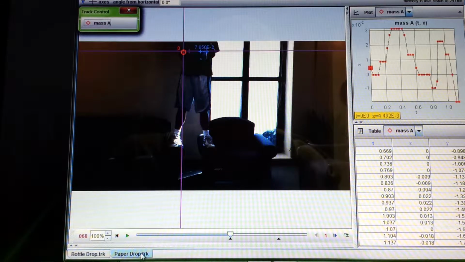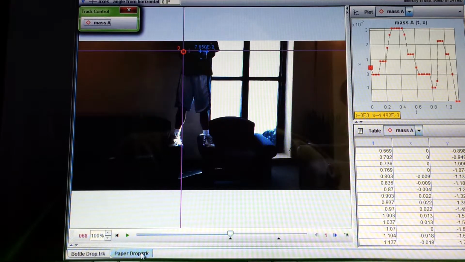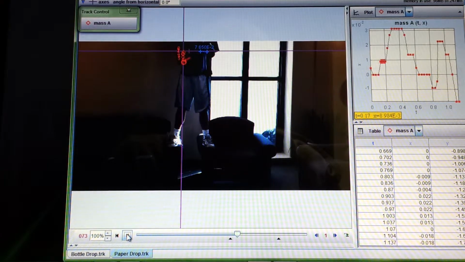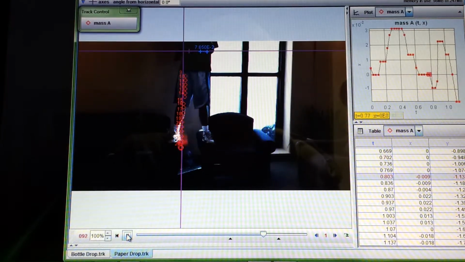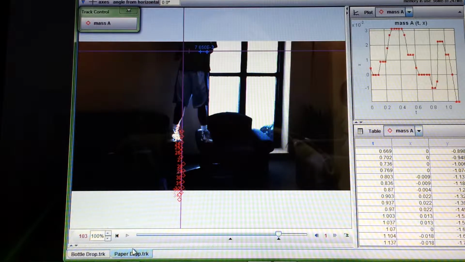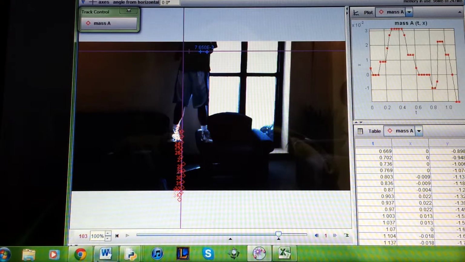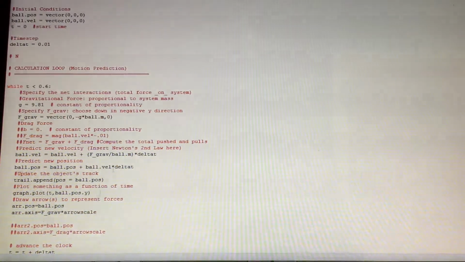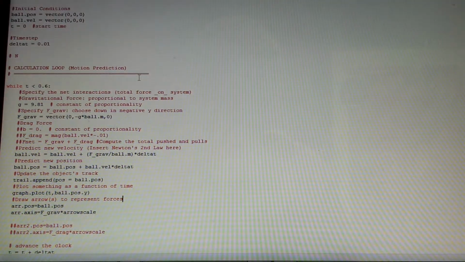So the total time for this video was 1.14 seconds, and it fell a similar distance to the bottle, which was just over 1.7 meters. As you can see here when it runs, the paper falls much slower than the bottle does. In order to finish this assignment, I had to create 4 different models to simulate both objects with and without drag. The first model showed the bottle dropping without drag.